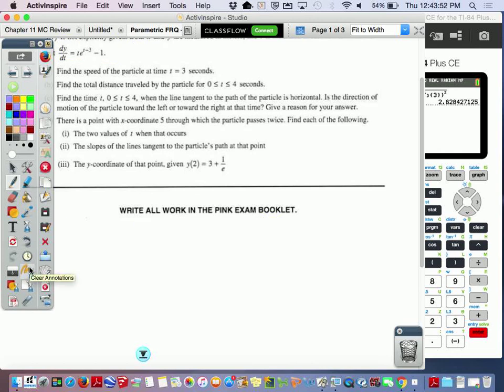Question B says find the total distance traveled by the particle for t between 0 and 4. So, total distance, it's a matter of knowing that formula.